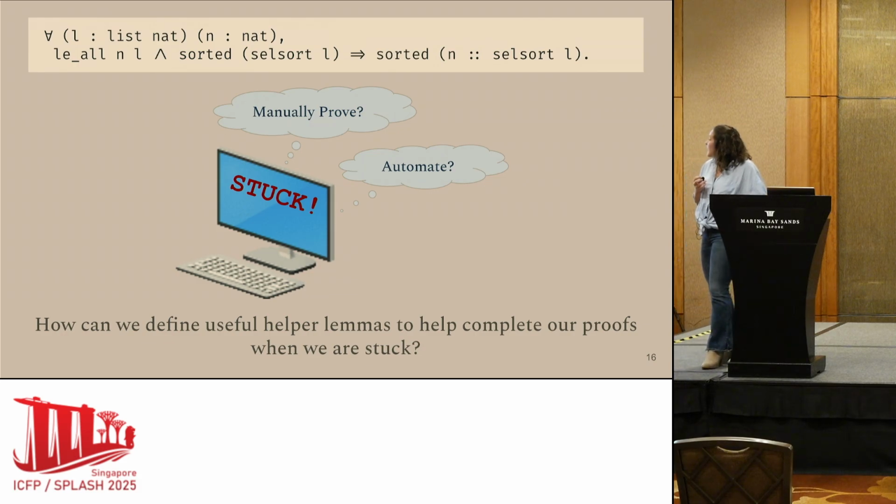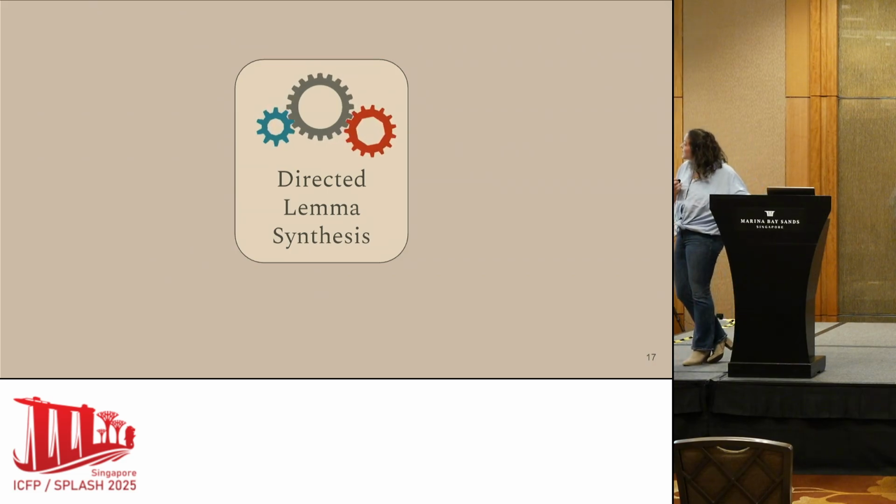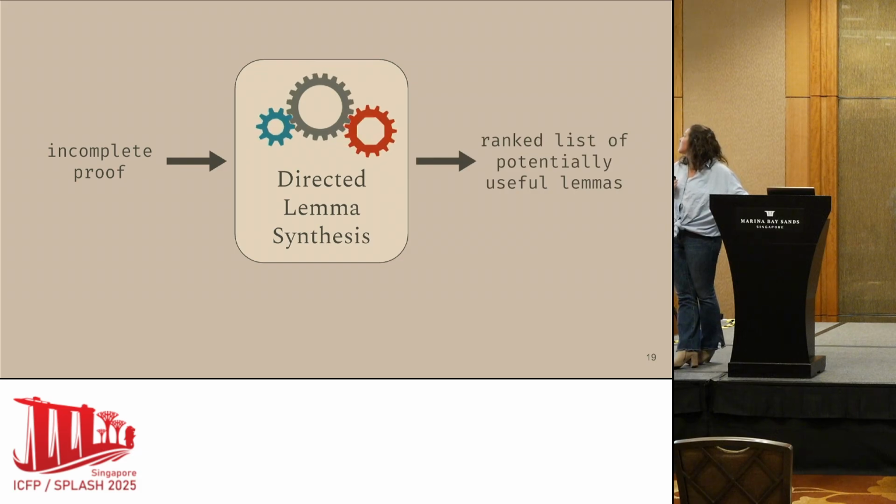And so this is where we get our problem statement from. How can we determine useful helper lemmas that help us complete our proofs from scratch? And so we're going to define the problem of directed lemma synthesis. And there's a variety of different techniques that you can use to come up with lemmas or other useful properties. But when we say directed lemma synthesis, we're referring to the context where you have an incomplete or a partial proof, where you might be stuck, and you don't know how to continue, whether, again, it's you or some kind of automation technique. And the result is a list of potentially useful lemmas that can be used to help you complete or make progress in the proof at your given point.